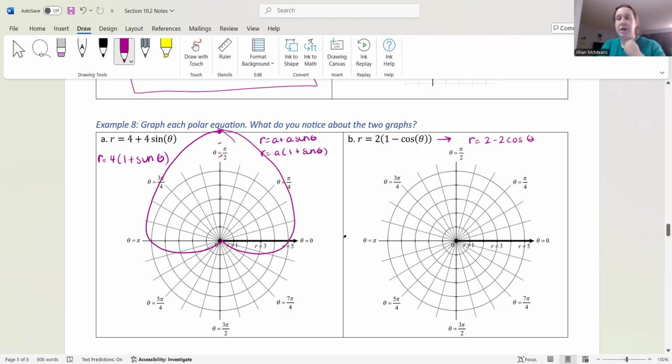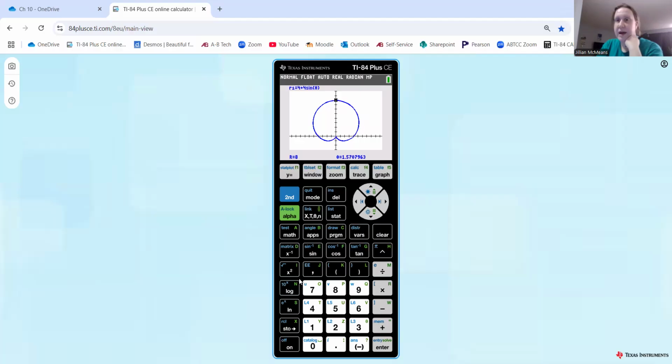We can go to our calculator and see what we're working with. So let's go back to the calculator. We are already in the right modes. I haven't changed anything in the last 10 seconds. So let's go to y equals. We need to get rid of this equation. So we want to type in 2 minus 2 cosine theta. You could also, instead of distributing the 2, do 2 parentheses 1 minus cosine theta parentheses. It'll be the same thing.